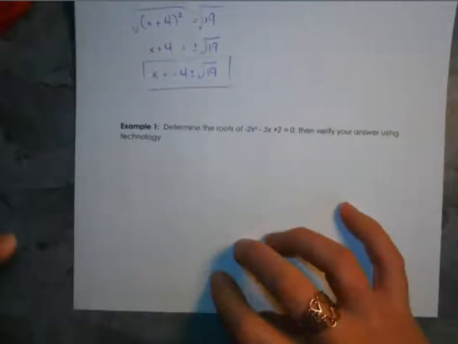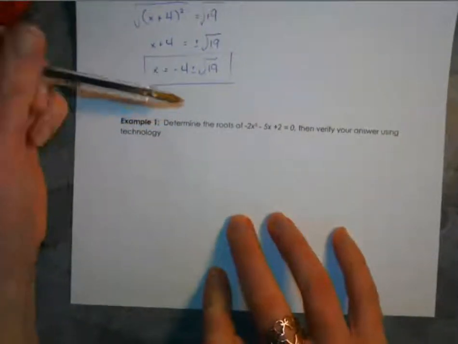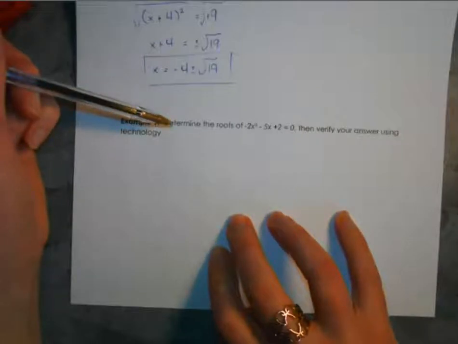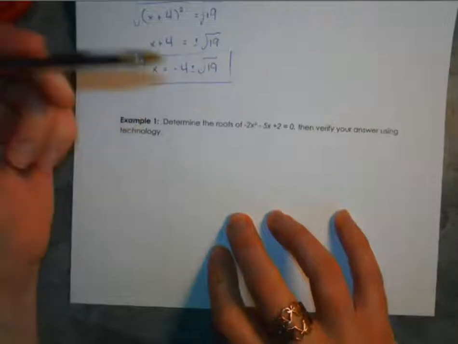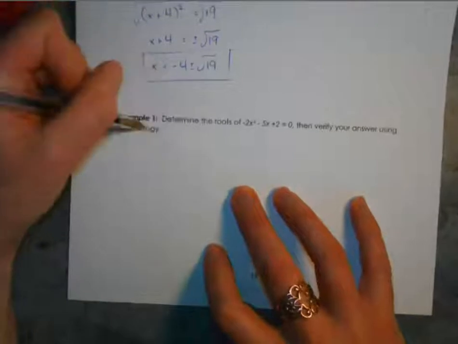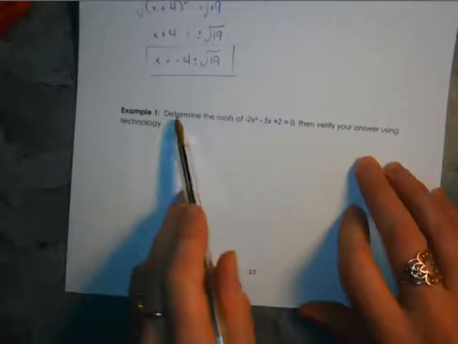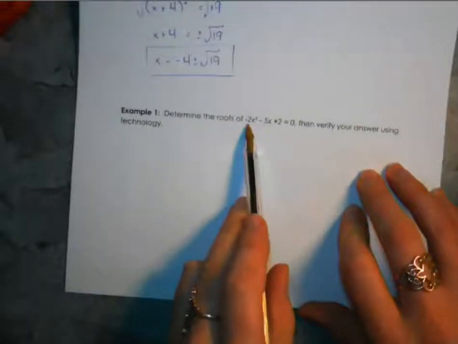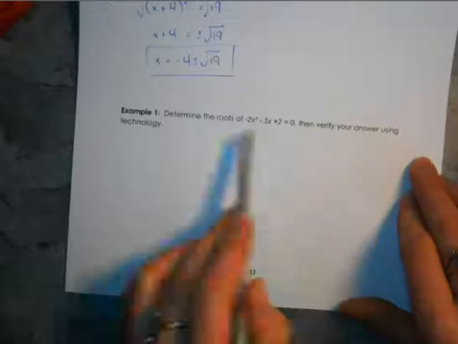Alright, so let's move on with another example of completing the square. This one is a little bit more complex because it's going to involve some fractions, and of course it's a good idea for you to be comfortable with working with fractions, so I wanted to make sure I included an example like that. So in this one we are looking for the roots of negative 2x squared minus 5x plus 2, and then verify your answer using technology.